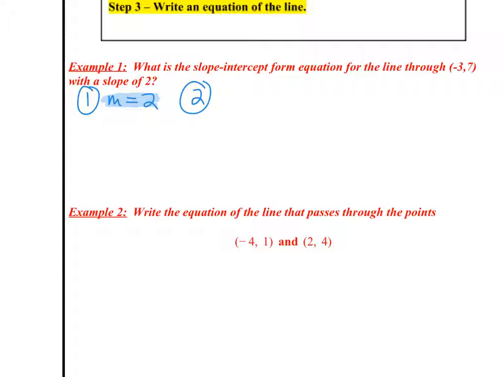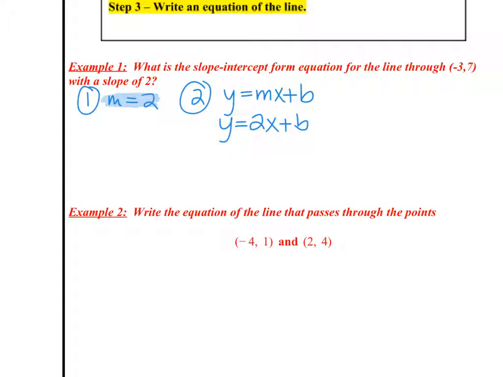Plug in a point and solve for the y-intercept. We are using the equation of the line y equals mx plus b today, which is called slope-intercept form. You know m. What is m? 2, the slope. Good. 2x plus b. What we don't know is b, the y-intercept. So that's what you need to find.